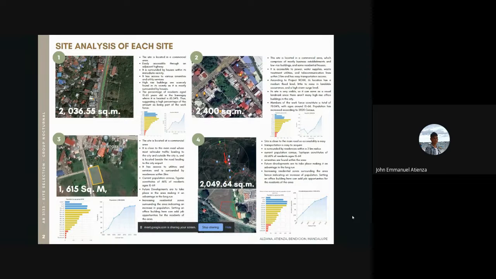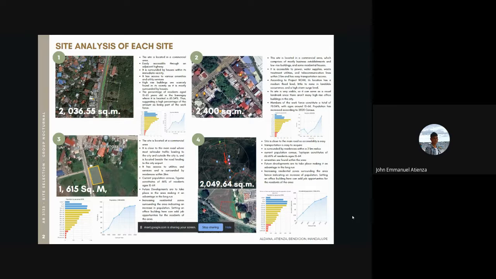Okay, so for site analysis, the first site is located in Lahug in Cebu Veterans Drive. For our analysis, first, the site is located in a commercial area, C1 to be precise. Second, it is easily accessible through an adjacent highway. Third, it is surrounded by houses within its immediate vicinity, as you can see in the image. And fourth, it has access to various amenities and utility services. In addition, it is quite close to two barangay halls as well, so it is much more favorable in that way.